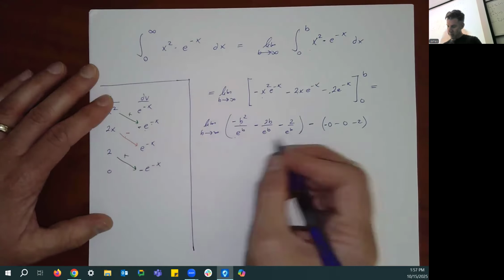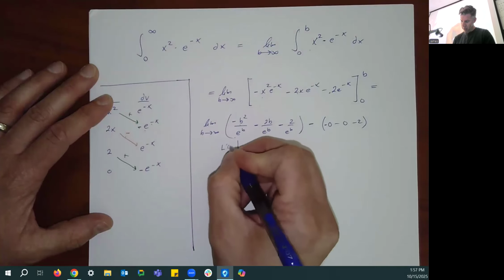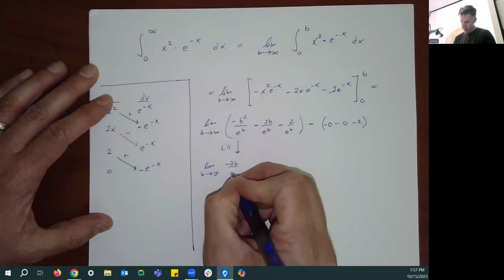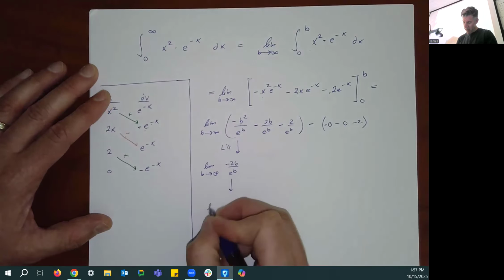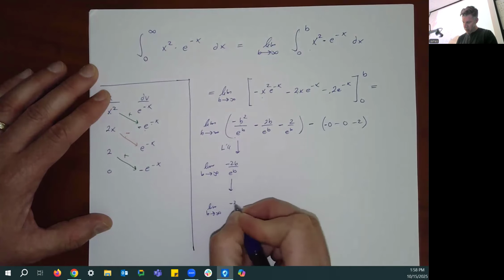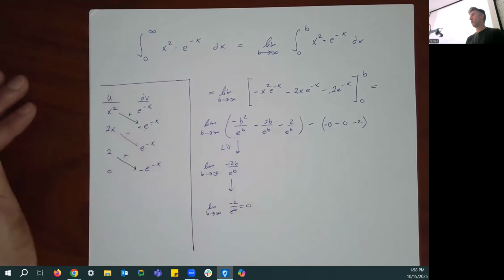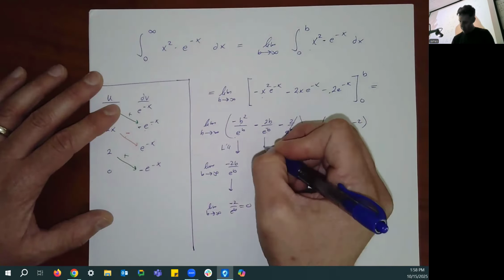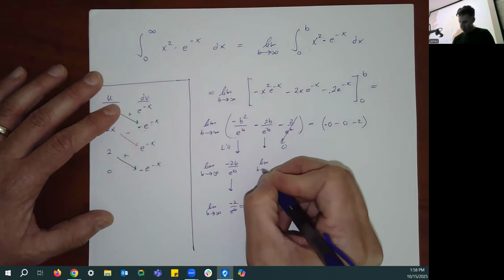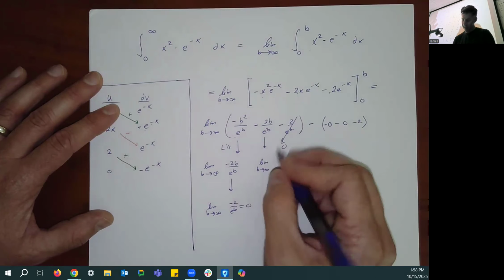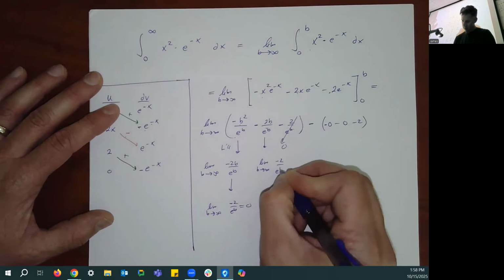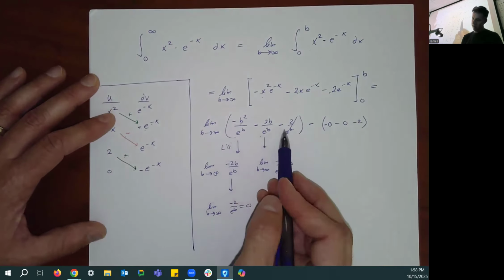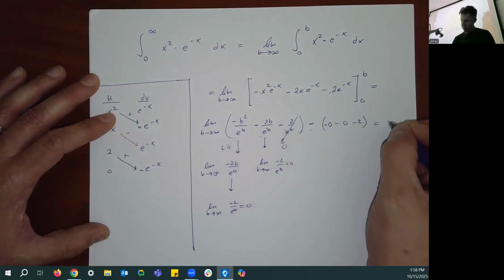So for each of these pieces, for this one, using L'Hopital's rule, you're getting the limit as b goes to infinity of negative 2b over e to the b, and then you do it again, and you get the limit as b goes to infinity of negative 2 over e to the b, which goes to 0. And then you can do that for that one. You don't have to do it for that one. So this one goes to 0. This one you use L'Hopital's rule. You get the limit as b goes to infinity of negative 2 over the derivative of b. That also goes to 0. So we get 0 minus 0 minus 0 minus negative 2. So we end up getting positive 2.